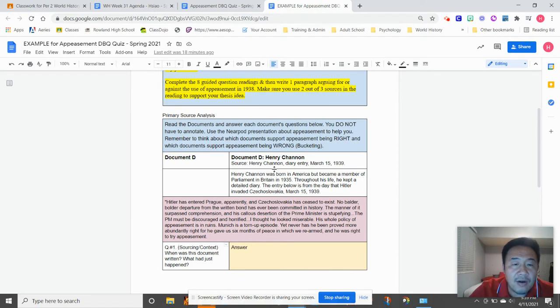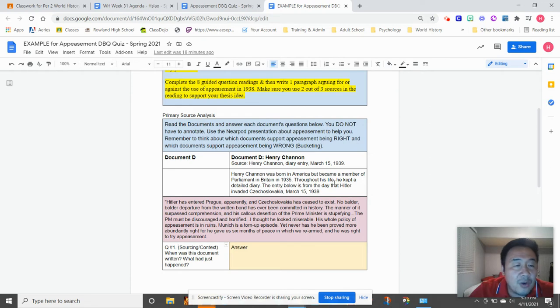Okay. All right. So this one I will read to you. This is Henry Channon, an American-born member of the House of Parliament in Britain. So he became a Parliament member of the country of Britain. They're getting a lot of Americans over there for some reason, or American-born Brits. And so in 1935, he was part of the lawmaking branch of Great Britain.